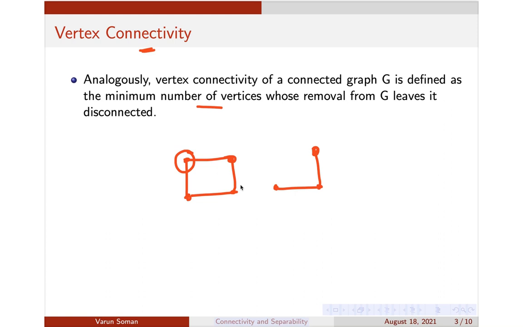So what can be the vertex connectivity of this graph? Suppose I am removing these two, what will happen? I'll only be getting a two element set. All the edges which are incident on those vertices also will be deleted when these vertices are deleted. So the resultant is just this graph which is disconnected. So the vertex connectivity of this graph is 2. The minimum number of vertices whose removal from G leaves it disconnected is called the vertex connectivity. I hope it is clear.